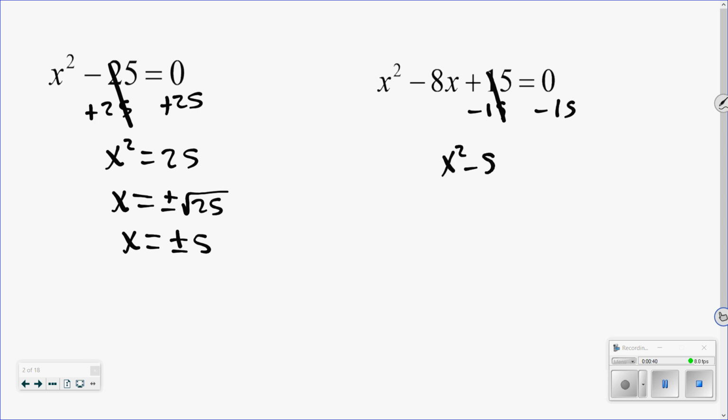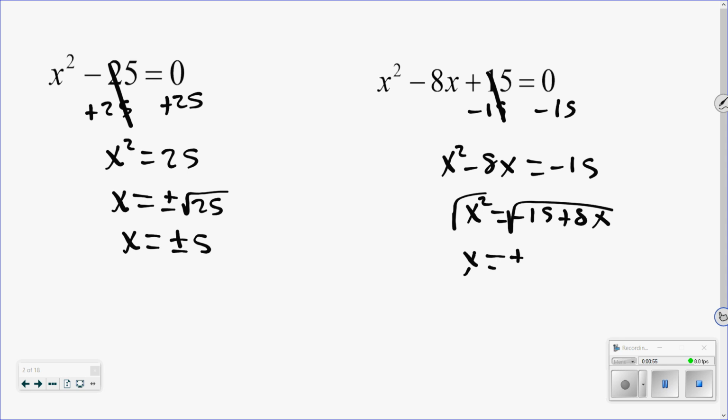The problem I have here is I've got two x's. I've seen kids try to add the 15 over, so x squared equals negative 15 plus 8x, and then take the square root of both sides. Well, the problem with that is if I want to find what x is equal to, I have to plug x in over here. That doesn't make any sense. If you're trying to solve for x, you can't have an x in your answer.